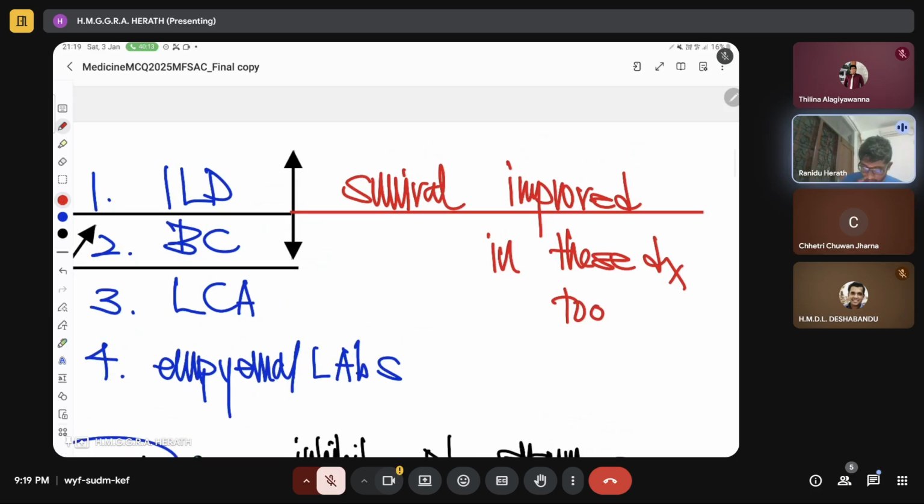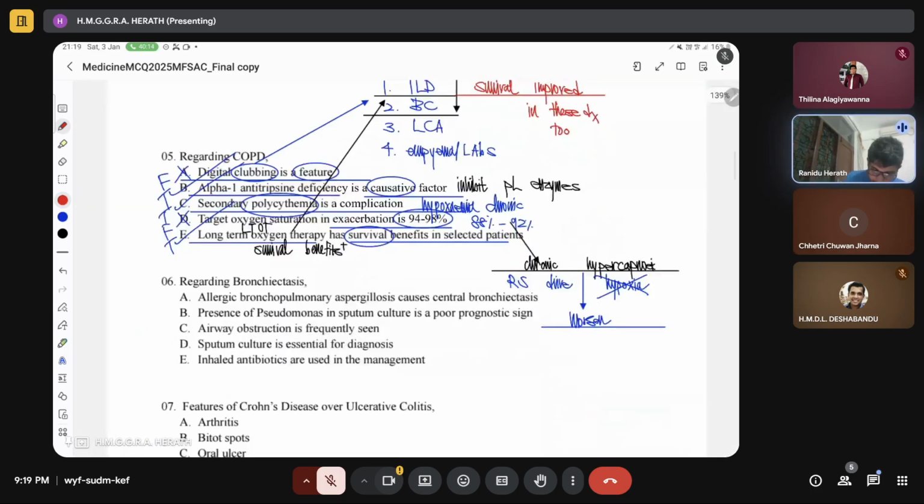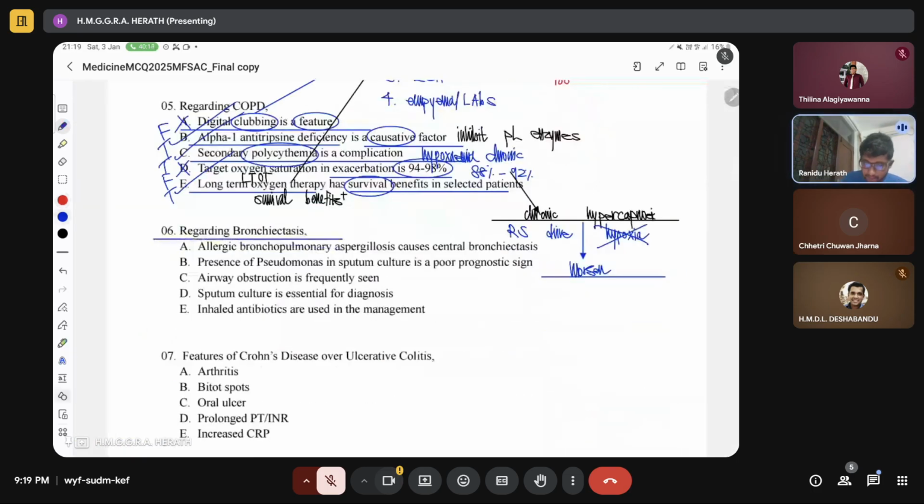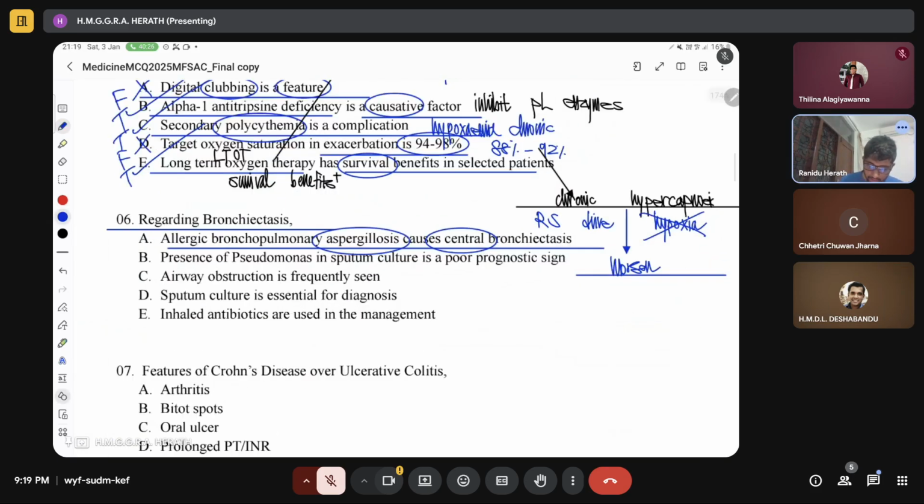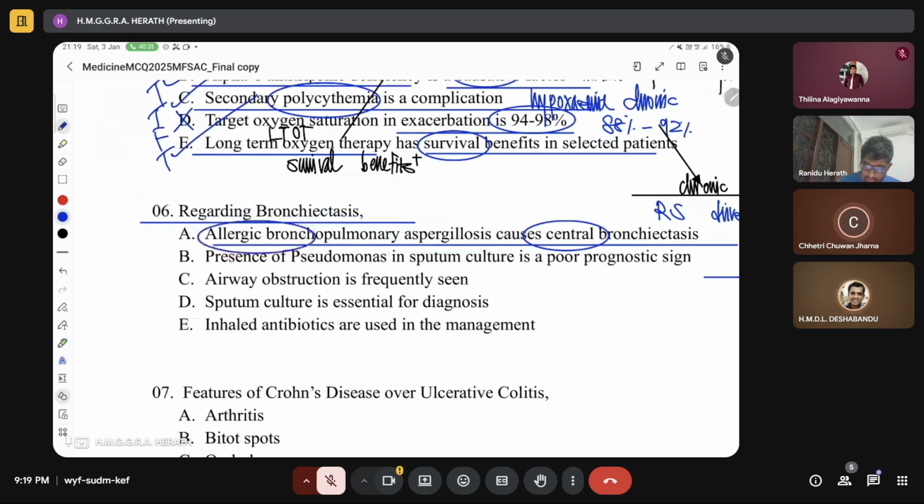Okay, so we go to the next one. Regarding bronchiectasis, you see the same questions are asked from the same subject areas. Allergic bronchopulmonary aspergillosis causes central bronchiectasis. True or false? True. Actually, I also don't know. These MCQs actually come about like this. You won't know the answers to every MCQ step, so just leave it and go to the next one.